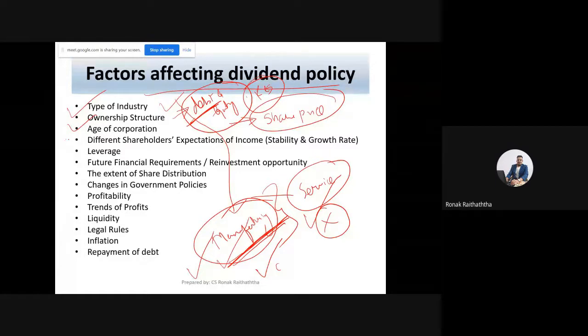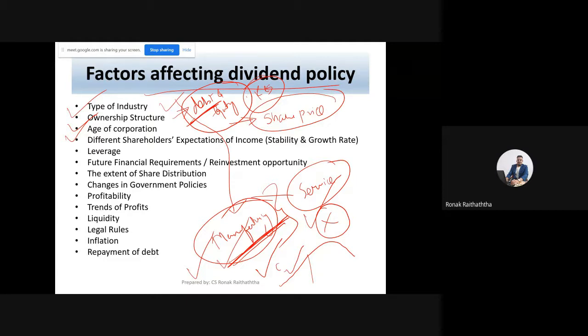Age of corporation. You people are aware that there is something called product life cycle, right? There may be a life cycle for a company too. Some of the companies may be at the expansion stage in the initial years. So at that time, they require more money for their expansion. In the initial years of the startups, they want the money to expand their operations further, right?